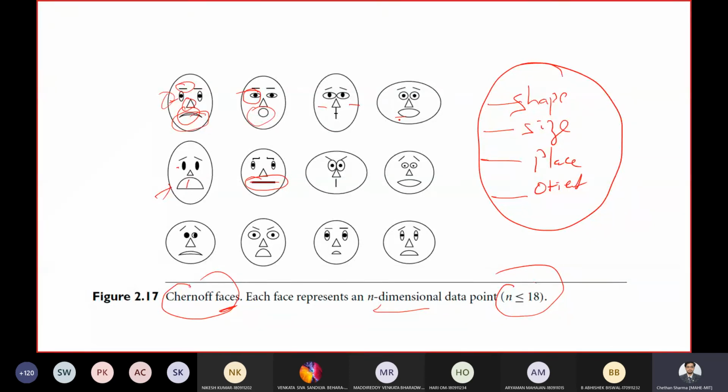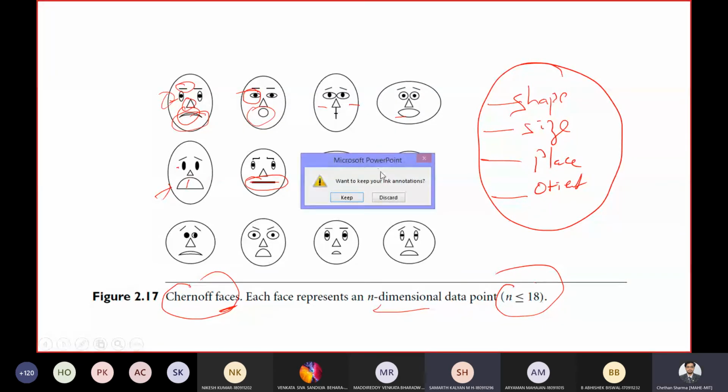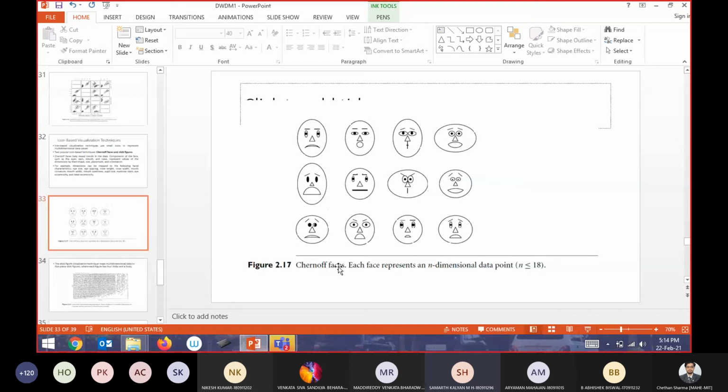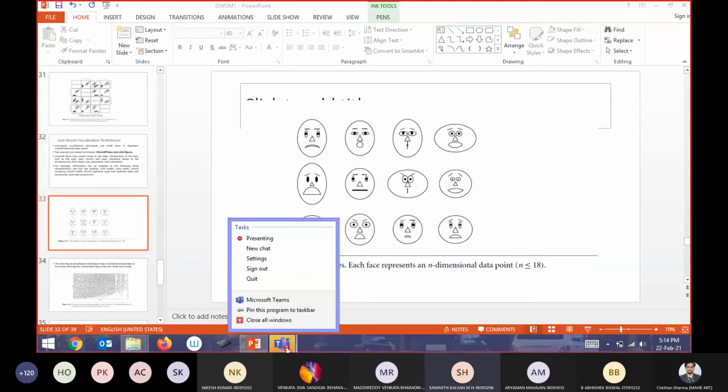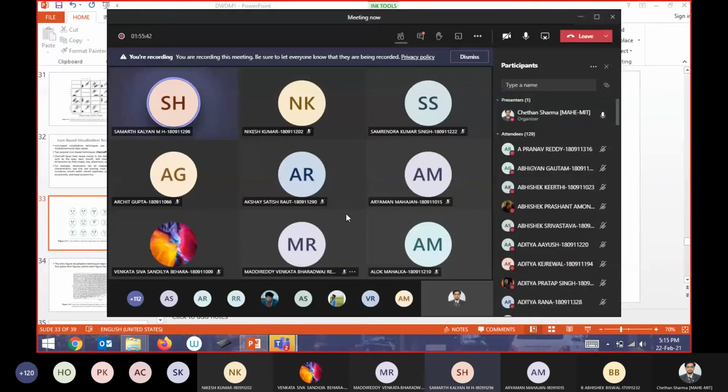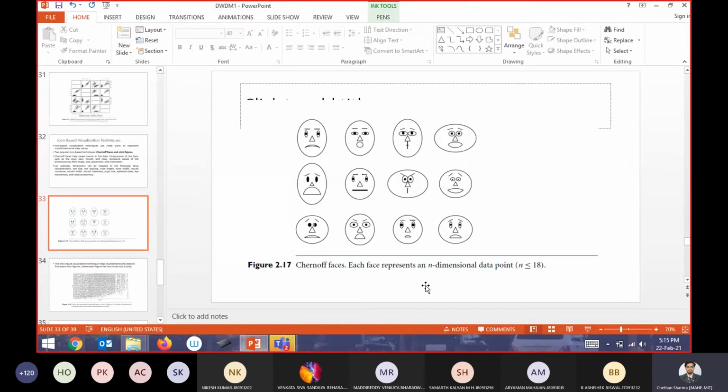Question. Okay. Someone's mic is open. Someone's mic is on. Summer, your mic is on, and it creates lots of disturbance.